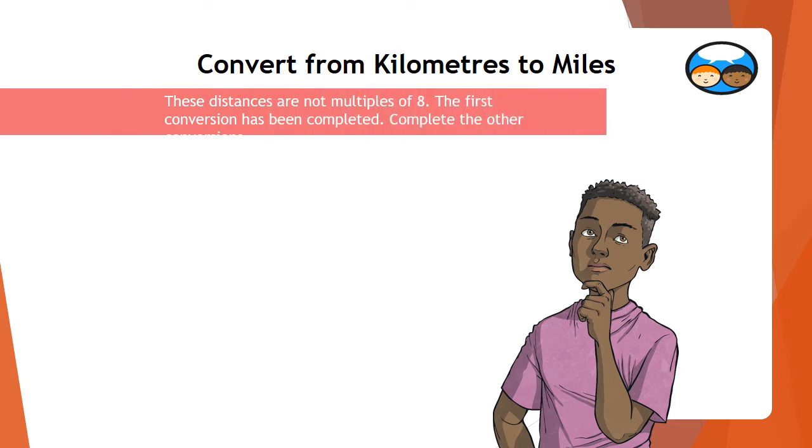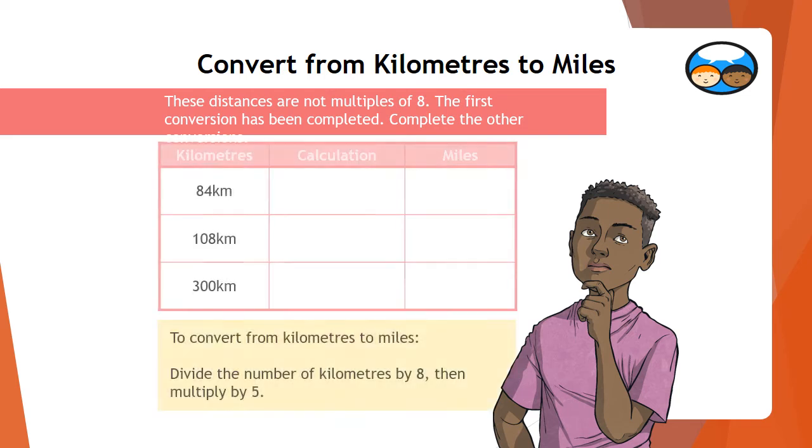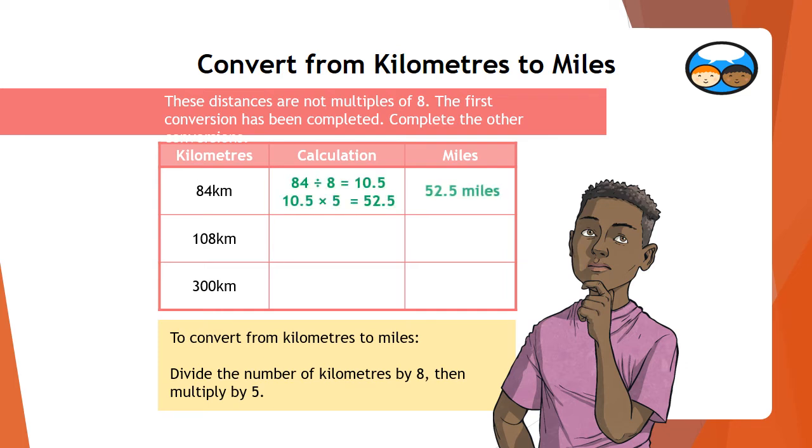Now these distances are not multiples of 8. The first conversion has been completed. Complete the other conversions. So you can see we've got 84 divided by 8. Now if we halve 84, we get 42. And if we halve 42, we get 21. And if we halve 21, we get 10.5. 10.5 times 5 equals 52.5.